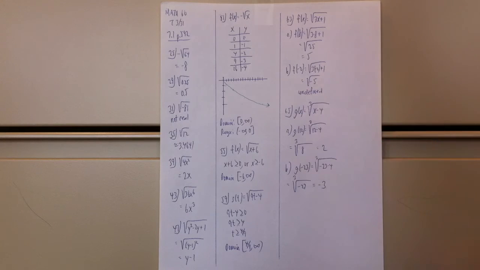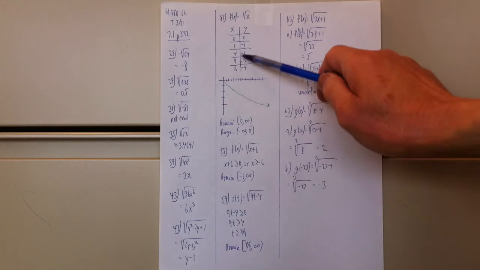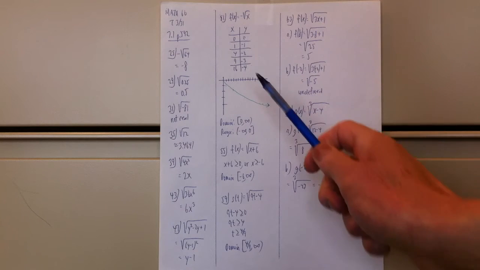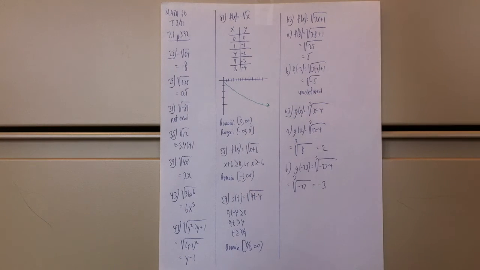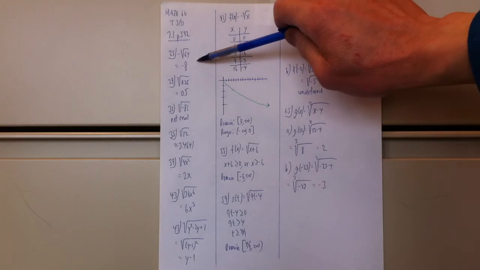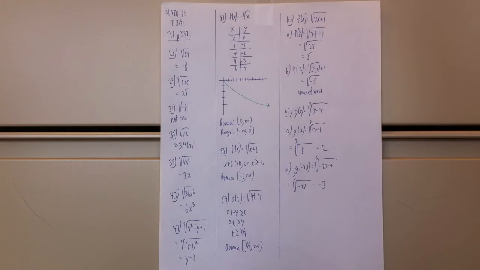So I make a graph, and notice the way I made the graph. I only have positive numbers from 0 to 16, so I did not devote any space here, here, or here. And it's basically a fourth quadrant graph. I'm not going to have anything up here or here or here, so I don't devote space to it.